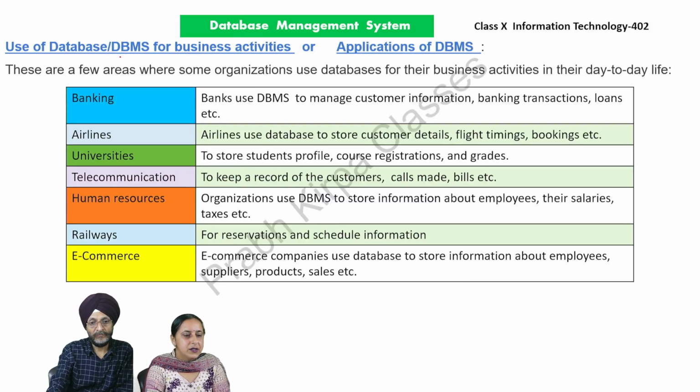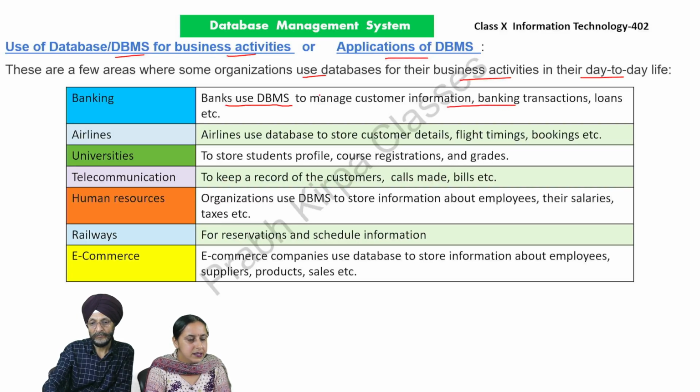Use of database or DBMS for business activities, or applications of DBMS. There are a few areas where some organizations use databases for their business activities in their day-to-day life. Banks use DBMS to manage customer information, banking transactions, loans, etc. Airlines use database to store customer details, flight timings, bookings, etc. Universities use DBMS to store students' profile, course registrations, and grades.